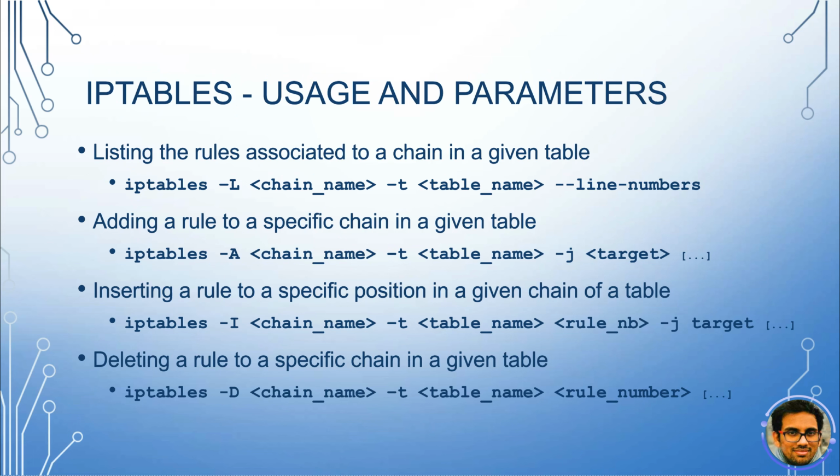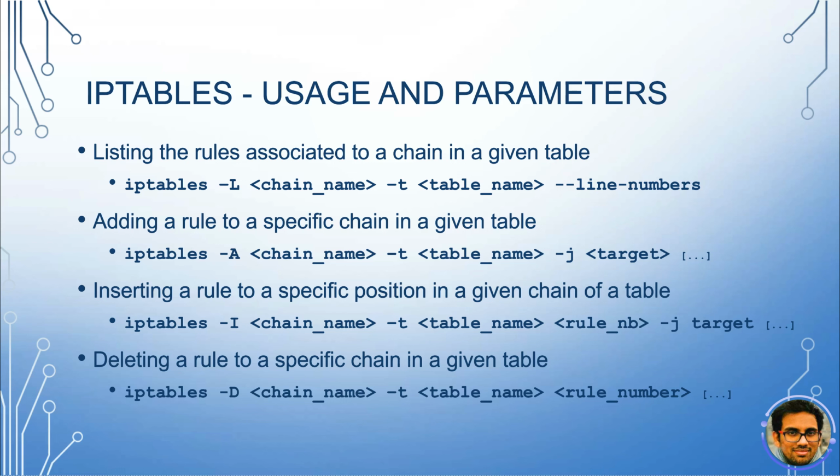Now let's look at some of the usage and key parameters. One common task is listing the rules associated with a particular chain in a given table. This is accomplished with the command iptables -L chain name -t table name --line-numbers, providing a clear overview of the rules along with their line numbers.